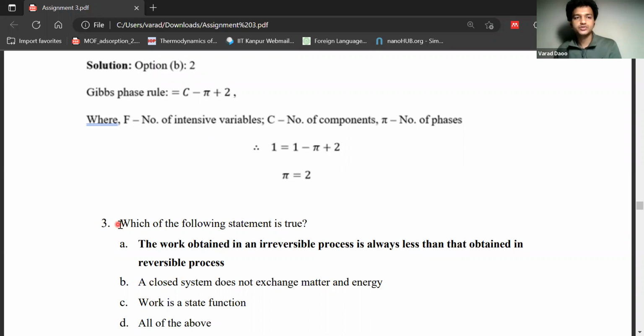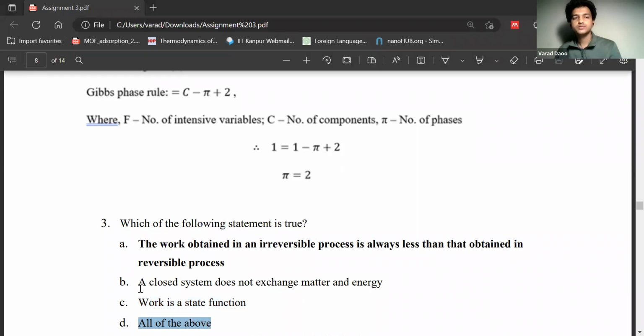So the next question is, which of the following statements is true? A: the work obtained in an irreversible process is always less than that obtained in a reversible process. B: a closed system does not exchange matter with matter and energy. C: work is a state function. D: all of the above.